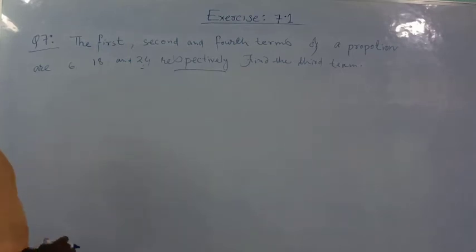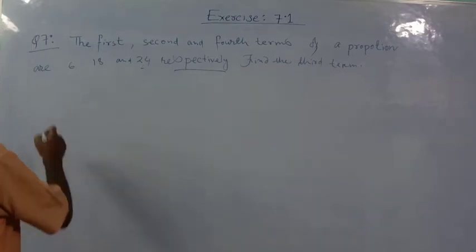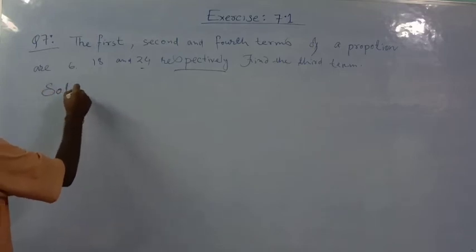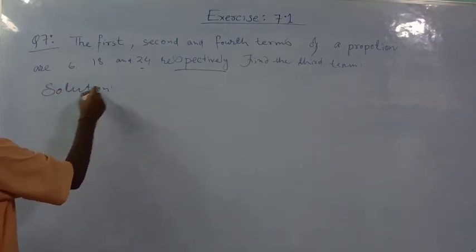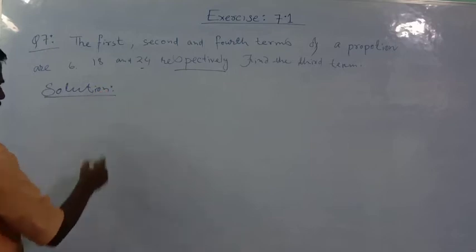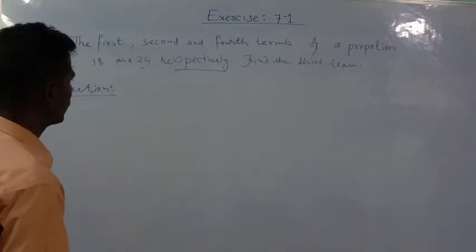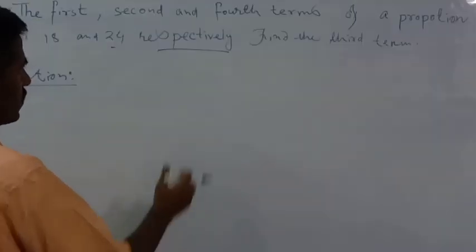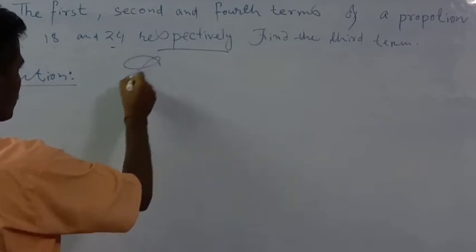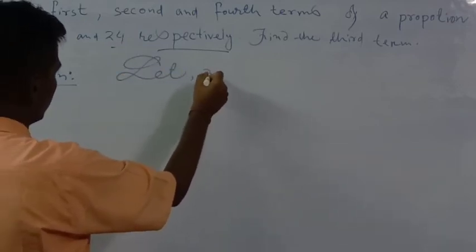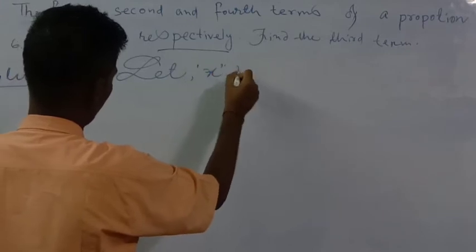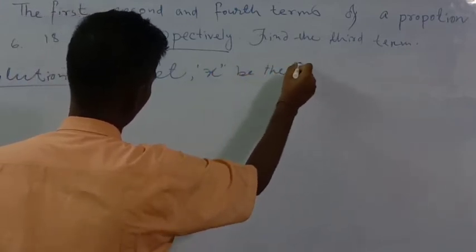Now we have to find the third term. Solution: in the previous video, you have already learned what a proportion is. You already have the idea of proportion. Since you have to find the third term, let us assume that x is the third term.